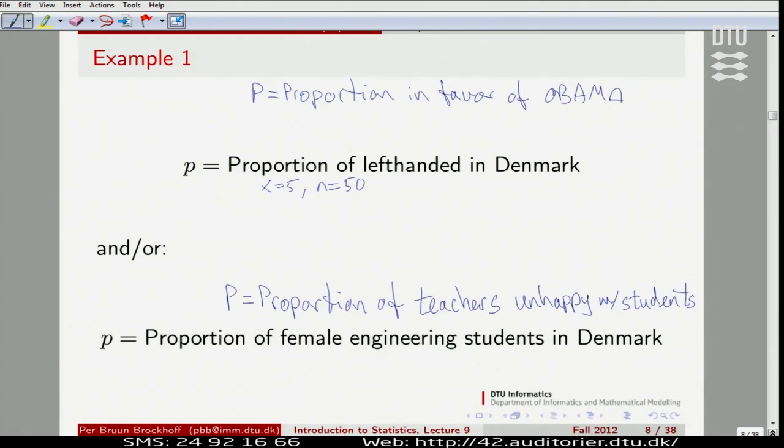So if I were to estimate the proportion of left-handed people in Denmark, I would of course estimate it at x over n, that is 10%, right? I would estimate the proportion of left-handed people in Denmark at 10%.